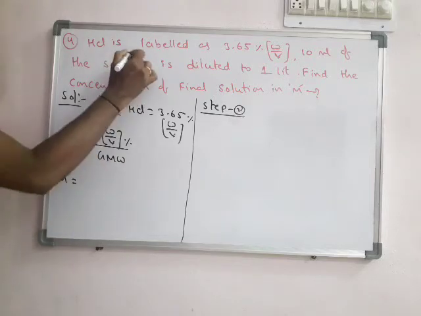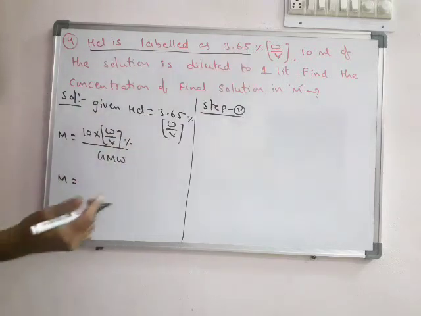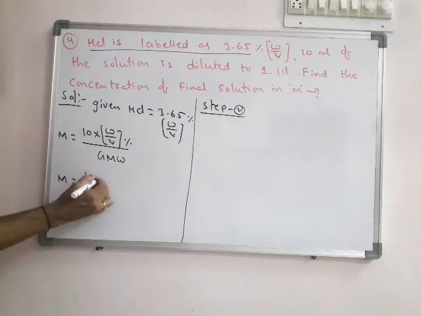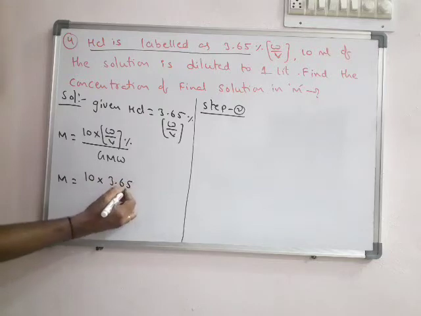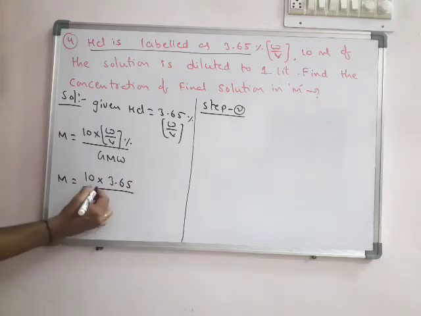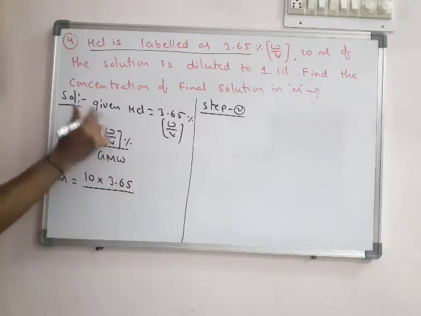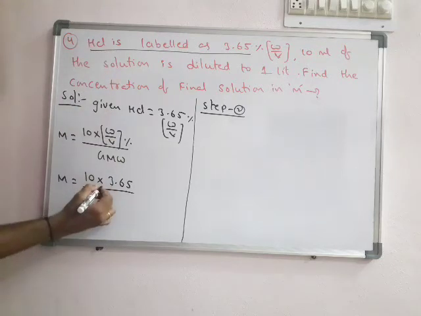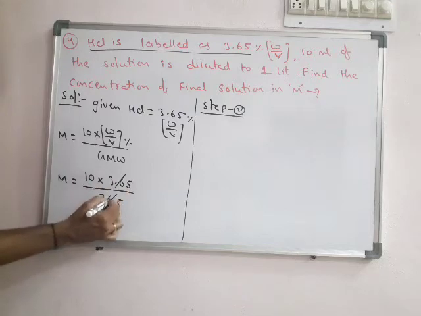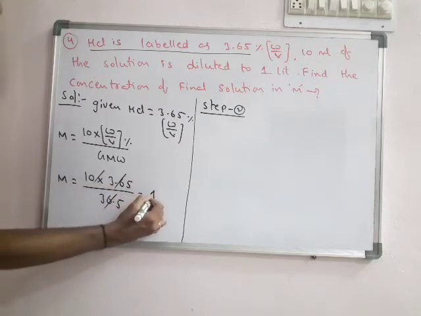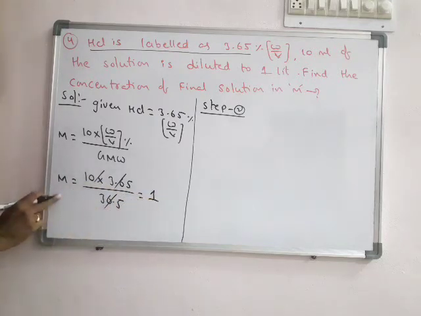Let us find out the molarity of the starting HCl. So 10 into how much percentage? Given as 3.65 percentage weight by volume. What is the gram molecular weight of HCl? HCl means 1 plus 35.5, that is 36.5. So 10 into, we will get exactly 1. And what is the molarity of the starting solution?